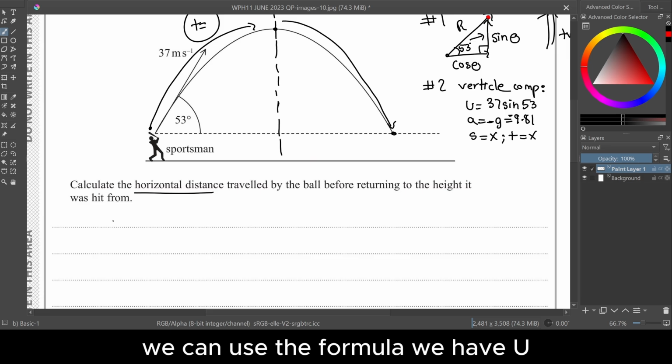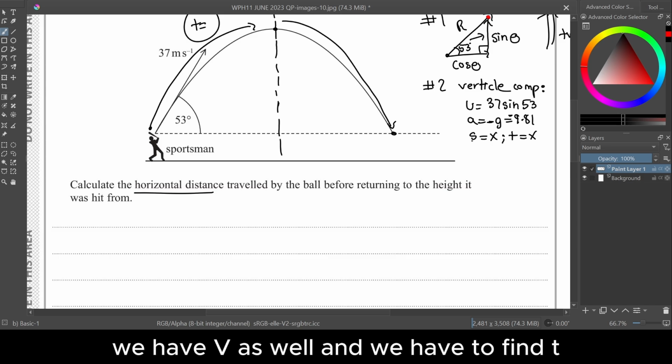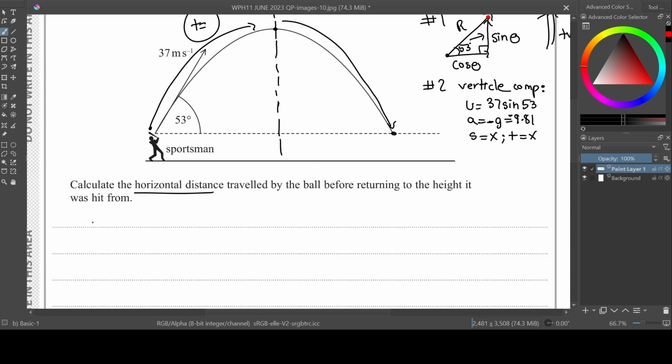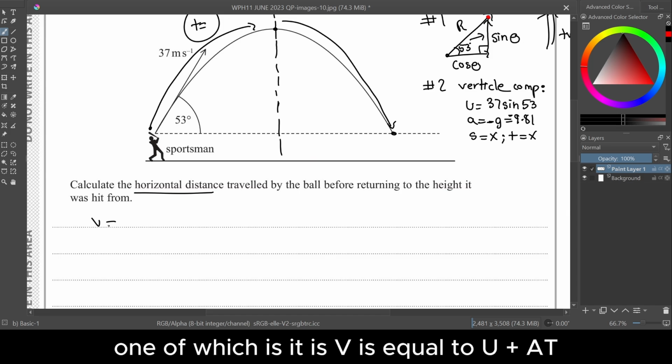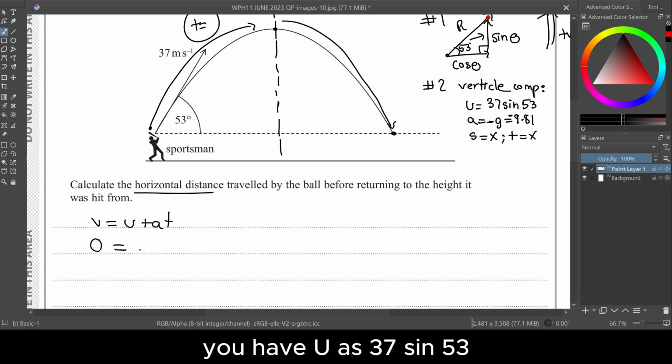We can use the formula. We have u, we have a, we have v as well, and we have to find t. So we can use the equation of motion formula, one of which is v is equal to u plus at.